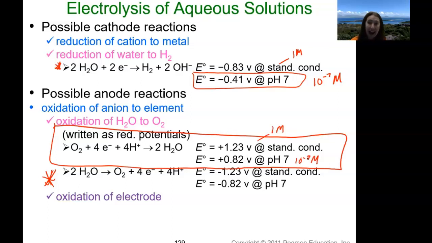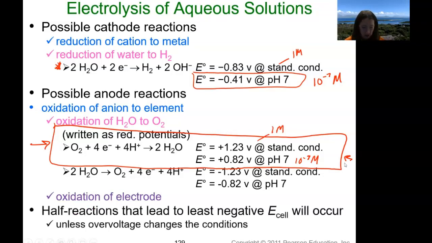But if you're adding your reduction potentials, you need to remember to flip them, right? But I'm going to write them mostly as reduction potentials today, just because I want you to keep it straight in your brain when we do this. Okay, so half reactions that lead to the least negative E cell will occur unless we have overvoltage.